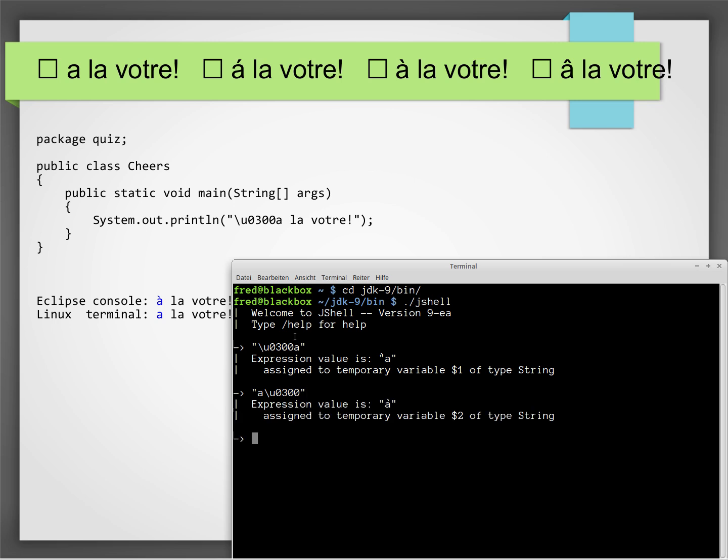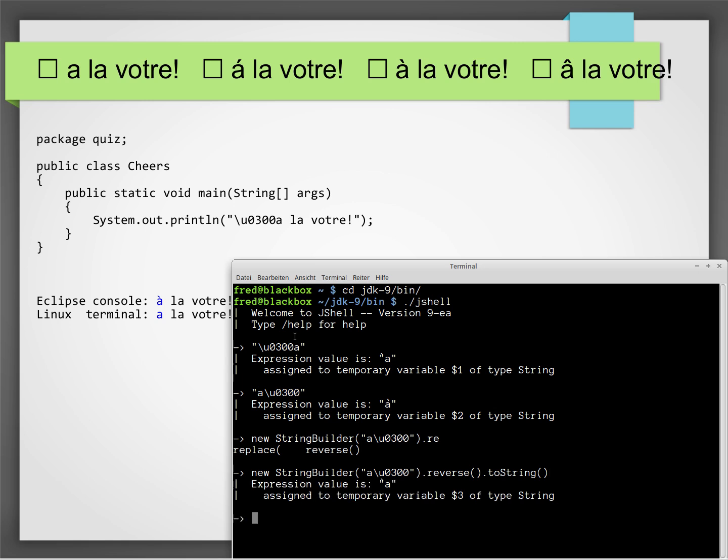And what's maybe a little surprising, if you put this into a StringBuilder and then reverse it and then convert back to string, we have the error again, because reversing on a StringBuilder reverses the char values, right? So the A goes here and this combining character goes here, and then we have the original problem again. So we have to be very careful.